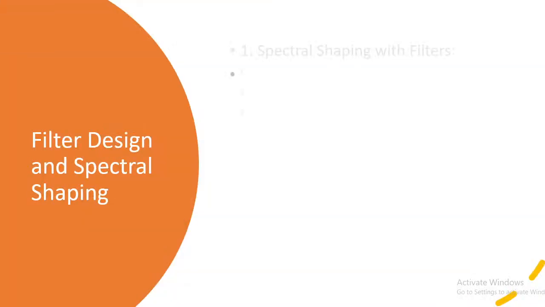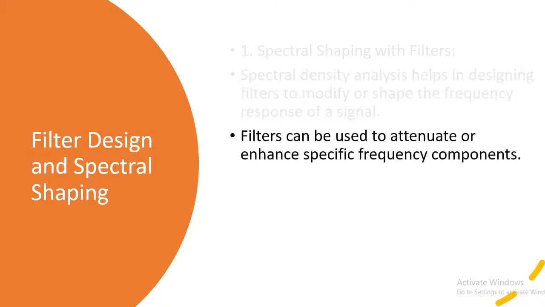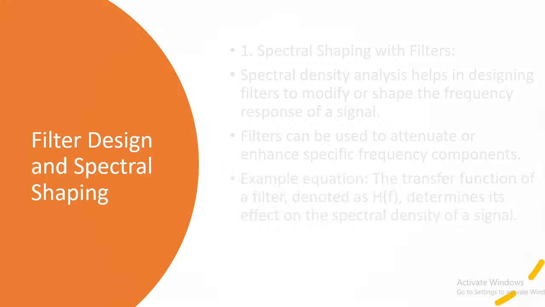Then in filter design and spectral shaping, spectral density helps to modify or shape the frequency response of a signal because you know the distribution. So filters can be used to attenuate or enhance specific frequency components once you have the knowledge of spectral density. Next. So the transfer function for a filter is H(f). This determines its effect on the spectral density of a signal. Next.